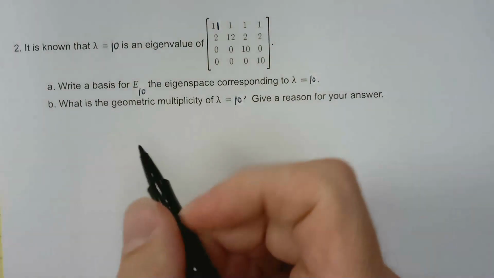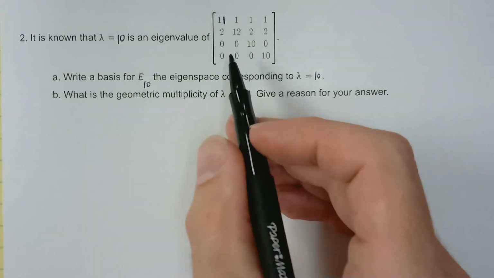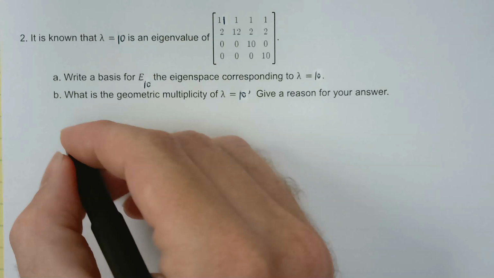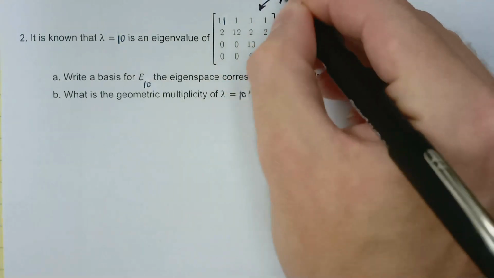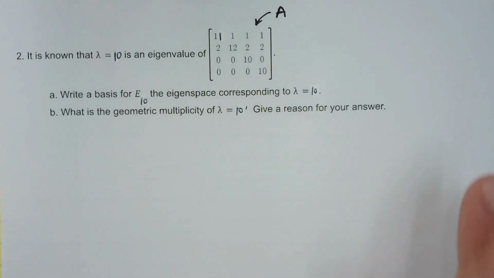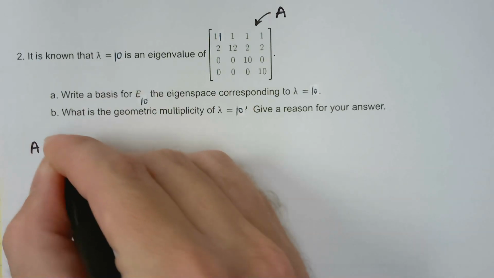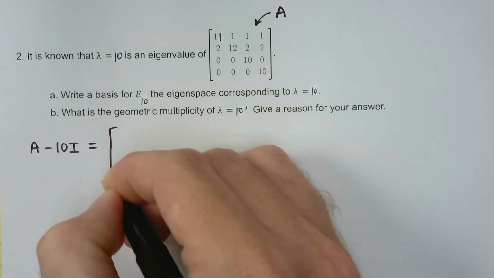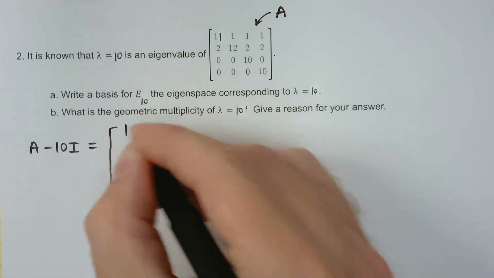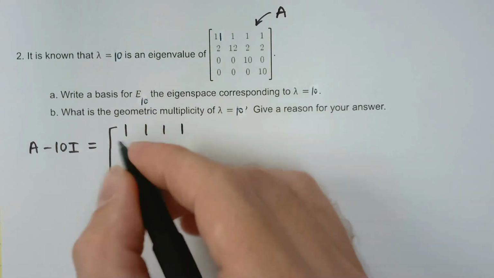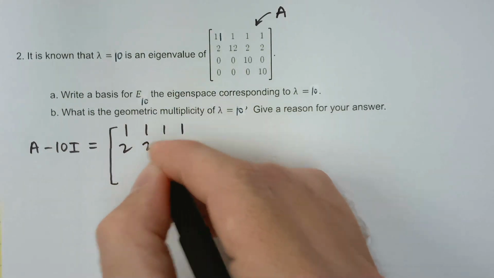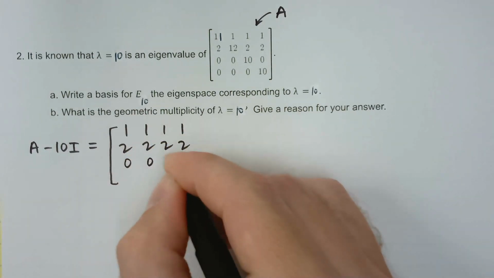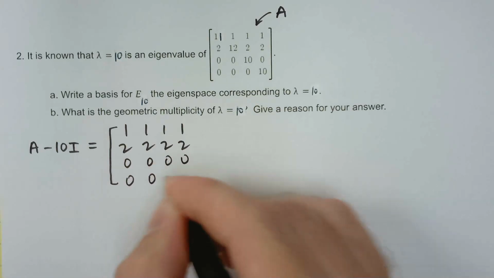So my first order of business is to look at the matrix minus 10 times the identity. I'm going to call this matrix A, I need to give it a name. So if I take A minus 10 times the identity matrix, 11 minus 10 is 1, 1, 1, 1. 12 minus 10 is 2, and then 2 more 2's. Then 0, 0, 0, 0, and then 0, 0, 0, 0.